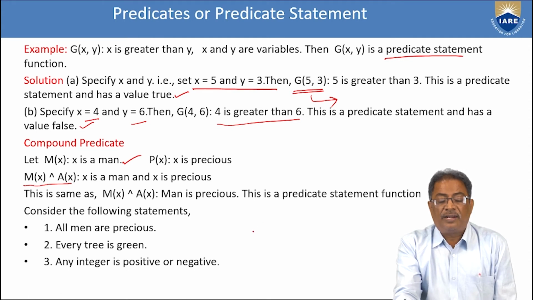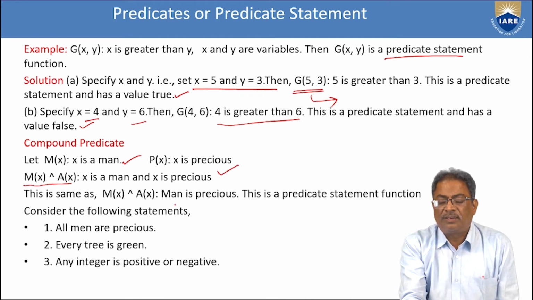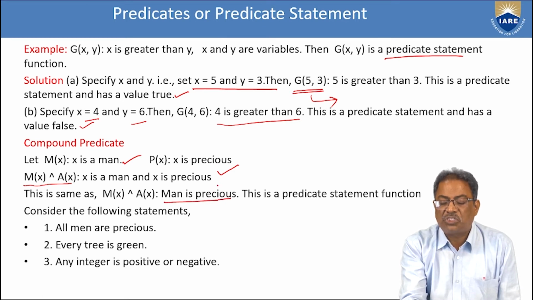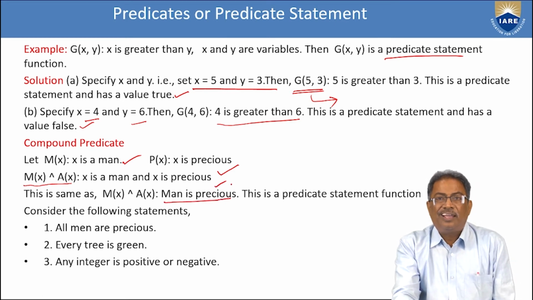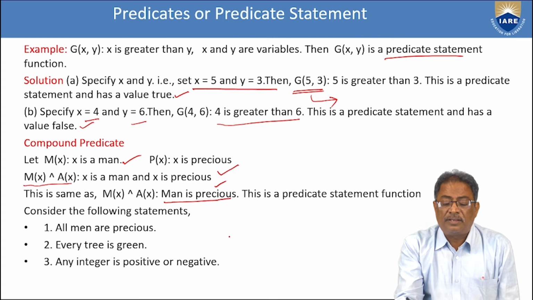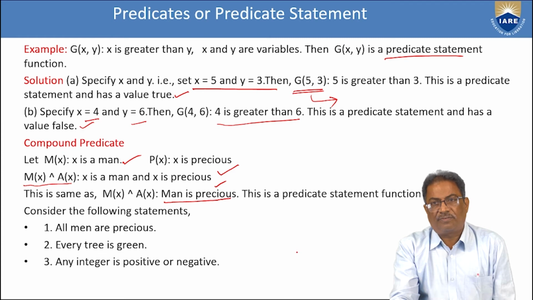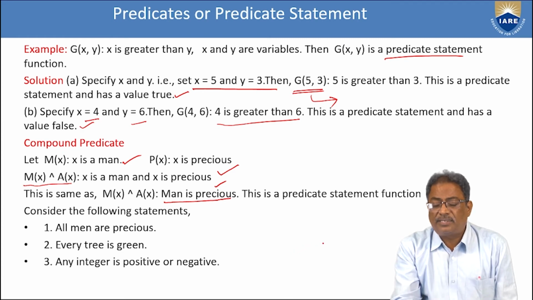M of x and P of x. So it is x is a man and x is precious. So in general, x is a man and x is precious. If you remove that x, we say that man is precious. In another way, this is a generalized way for the statement man is precious, that we represent as M of x and P of x. So this is a predicate statement function.